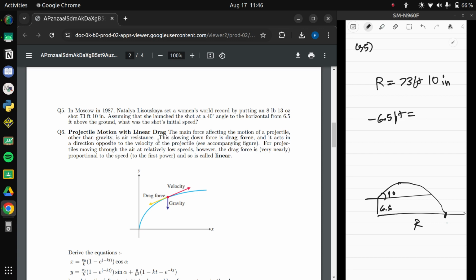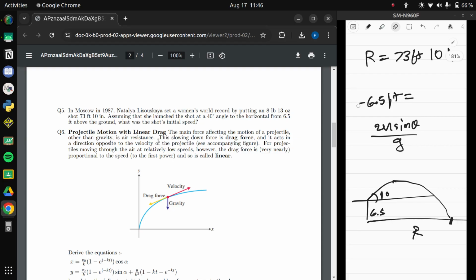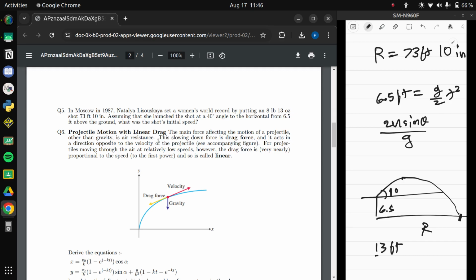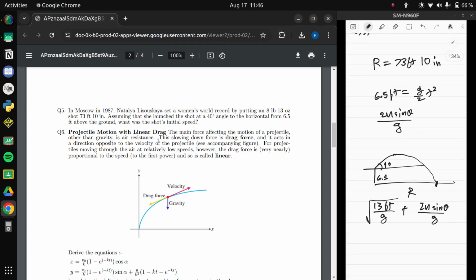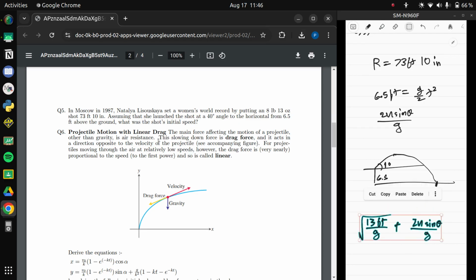So it will be something like 2u sine theta upon g. That's the time required to reach this point. After that you need this thing, so it's like half g t squared, so 6.5 will be like g by 2 t squared. Sure, so it's just something like 13 feet by g, the square root of that, that's the time for this part. Okay, and that plus this time, so just 2u sine theta upon g. Sure, that is probably the time required, and this times the x velocity, which is just u cosine theta.